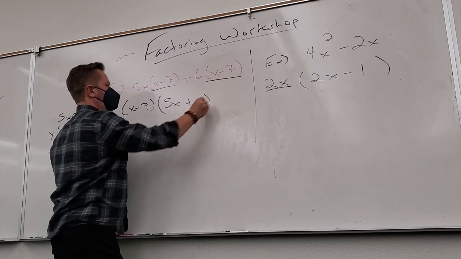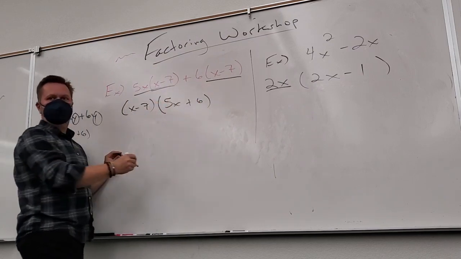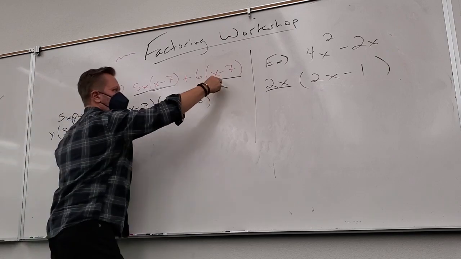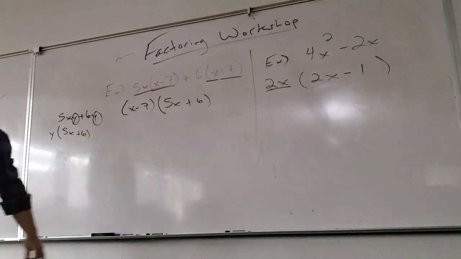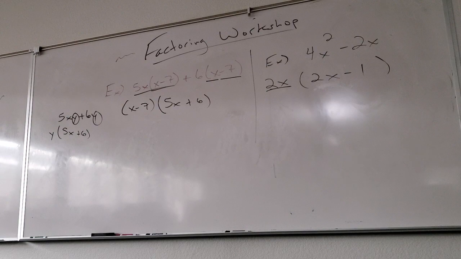And check it. What is x minus 7 times 5x? Oh, there it is. X minus 7 times 6. Bam. Right?